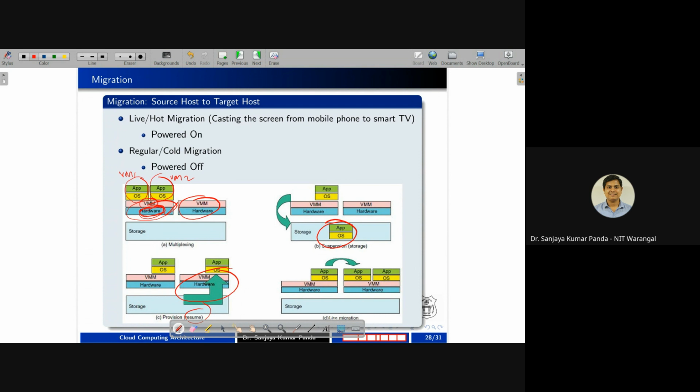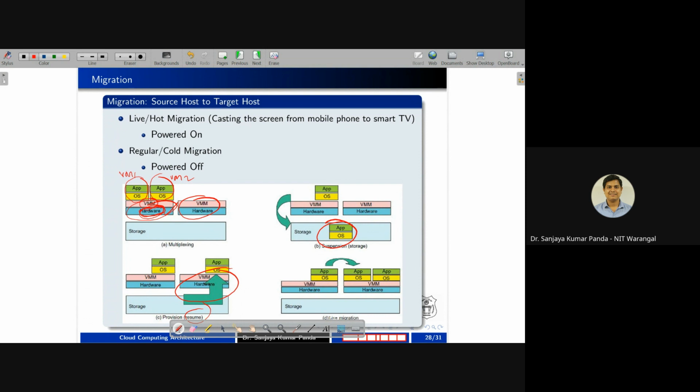One of the simplest examples I have reported here: for example, I am watching a particular movie on my mobile phone and I have a smart TV, and my mobile phone is connected to the smart TV. So I can directly project that on my smart TV. I can see it on my mobile phone and on my smart TV. So here, there is no delay. Even if there is a delay, it is considered a very minor delay, right?